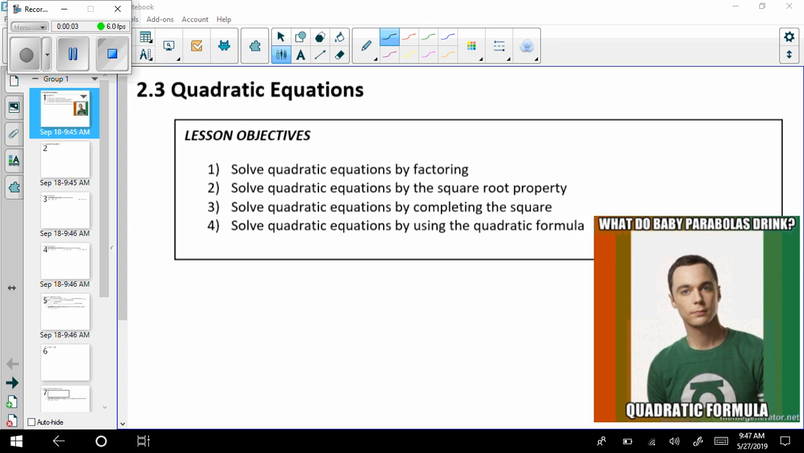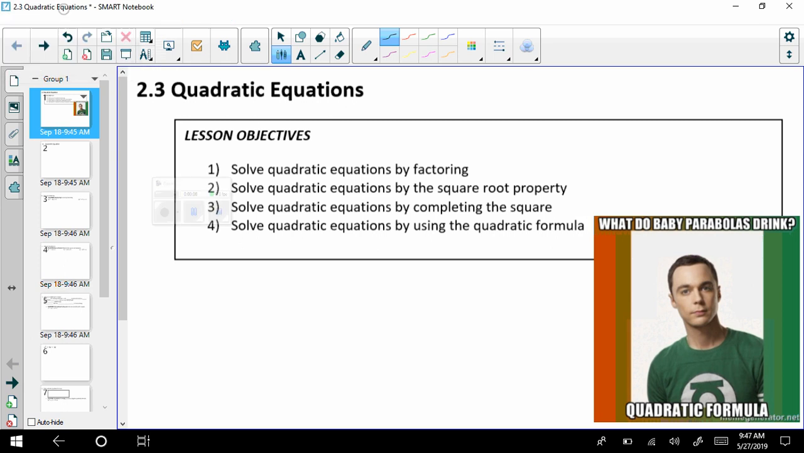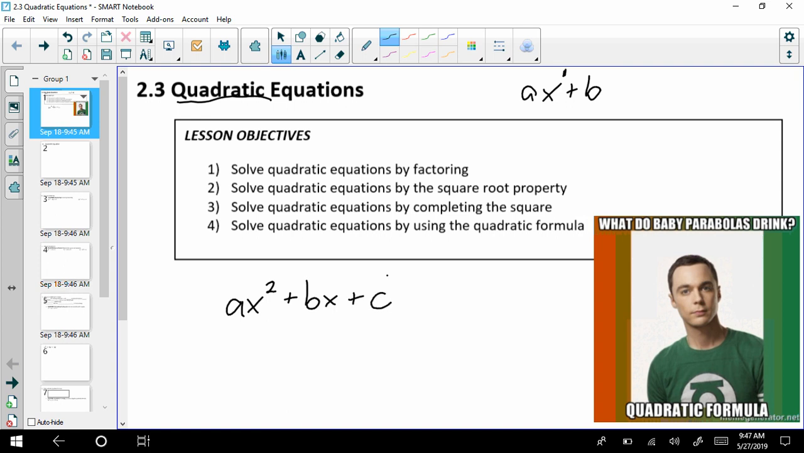All right, we are continuing Unit 2 with 2.3, Quadratic Equations. In Lesson 1 of this unit, we did linear equations, and I said linear equations were in this form, where the highest exponent was a 1. That's what made it a linear equation. If they are quadratic equations, they will be in this form, where a, b, and c are numbers. And notice this time the highest exponent is a 2.